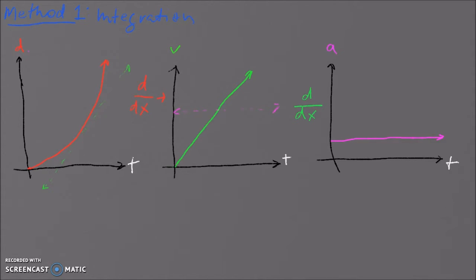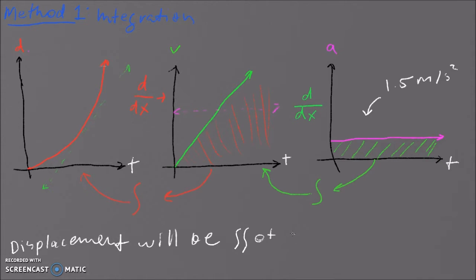Now we know the inverse of differentiation is integration. So if we want to find the area under the curve of the acceleration graph, that'll give us the velocity, and doing the same for the velocity will give us the displacement. And we're given that our acceleration is 1.5 meters per second squared. So our displacement will be the double integral, or a double integration, of our acceleration.